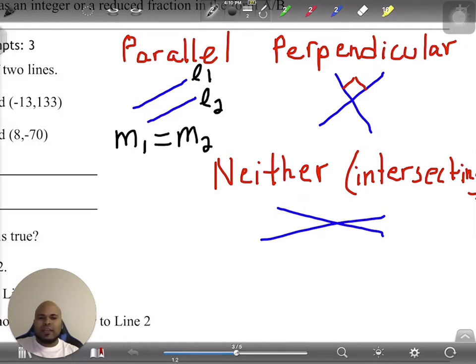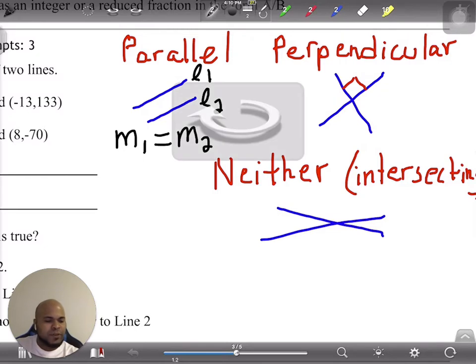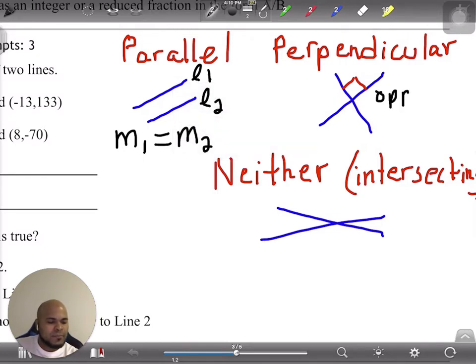What about perpendicular lines? Are the slopes equal? Well, definitely not. One is increasing, the other one is decreasing. So what we call that is, perpendicular lines have opposite, so please write this down, it's very important: opposite reciprocal.